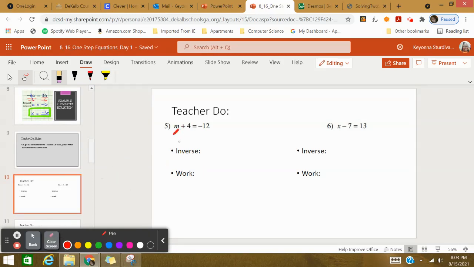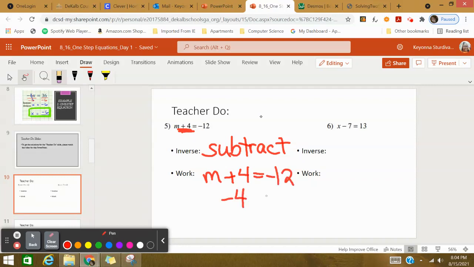All right, so the first example I have is m plus 4 is equal to negative 12. Remember, step 1 says that I'm going to identify what the inverse operation is. So right now I'm looking at addition, so my inverse will be to subtract. Okay, so I identified what my inverse is. And from here, I now need to just show my work. So m plus 4 is equal to negative 12. I'm going to subtract 4 on both sides.